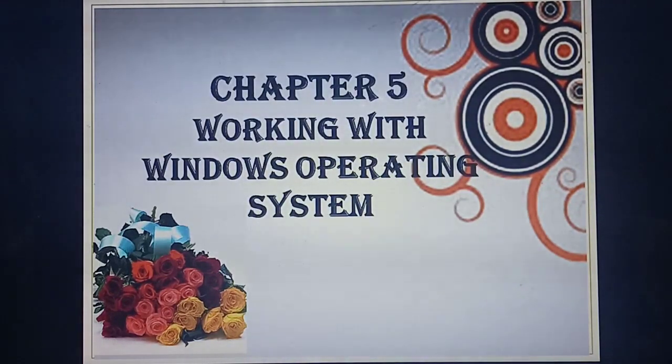From last week onwards we are studying chapter 5. What are the things we have studied in this chapter, students? Before that, what's the title of this chapter? Working with Windows operating system, isn't it? In this chapter you have studied what we mean by operating system, what the uses of an operating system are, what its purpose is, how to open the software, and so on. A lot of things you studied in last week's class, isn't it?